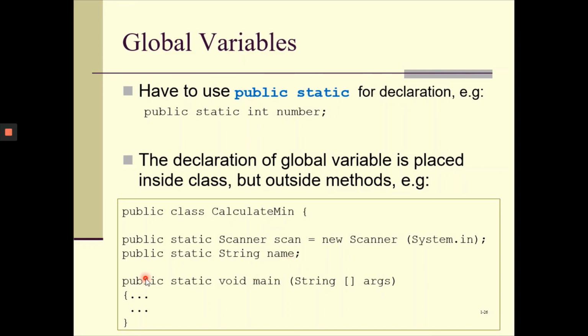Okay, we will do some exercises so that you can understand more. But for now, the thing you need to understand is that we have two types of variables, local and global. Local variables are the variables that you declare inside a method, and they are only accessible within that method. And a global variable is a variable that you declare in a class outside of the methods, using the reserved words public static, and it is accessible by all of the methods within that class.